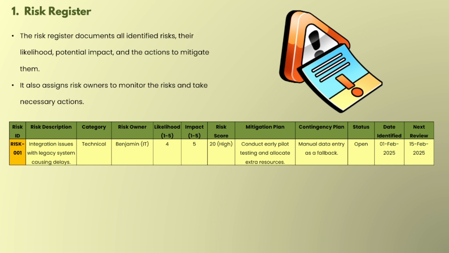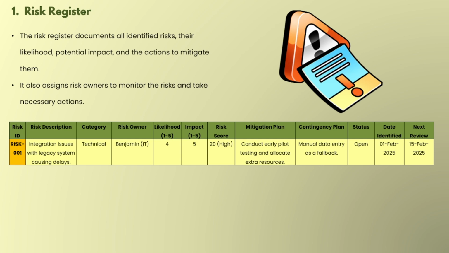Now let's try to actually understand what each column means. Then we will see the entire risk register which we have prepared for the loan management system. But right now we need to understand the importance of each column. Very first is risk ID. It is a unique number or code to easily track each risk. So here we have provided risk 001. This is nothing but a risk ID. Then risk description. It is a short note on what the risk is about. So here the short note provided is: integration issue with legacy system causing delay. This is the risk description provided.